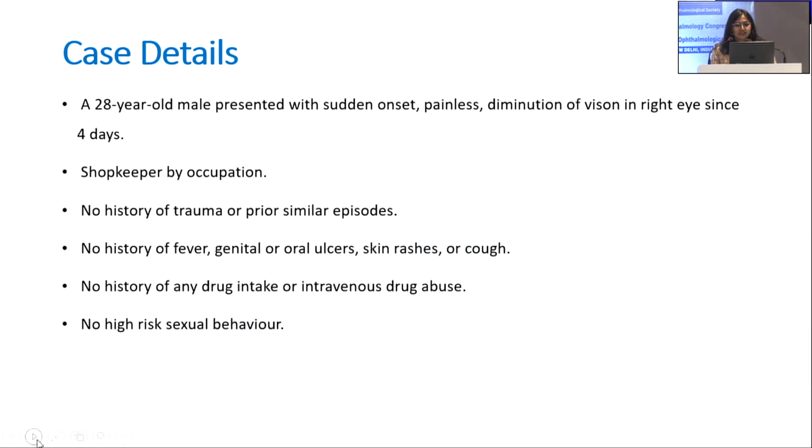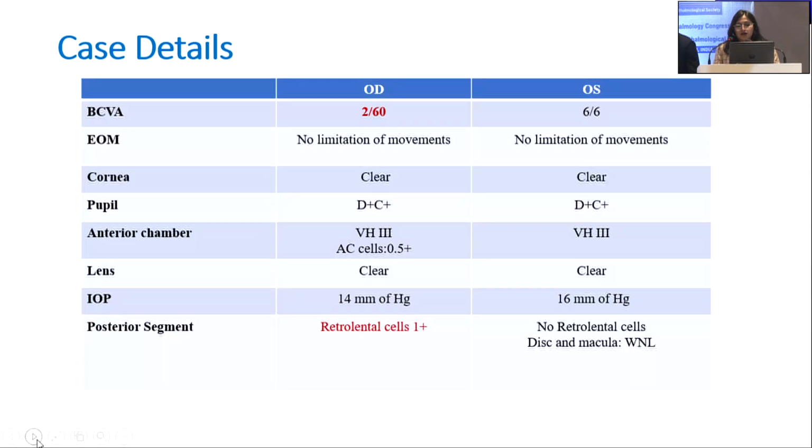Coming to our case, a 28-year-old male presented with sudden onset painless diminution of vision in the right eye since 4 days. He was a shopkeeper by occupation. There wasn't any systemic history, and there wasn't even any history of high-risk sexual behavior. The best corrected visual acuity in the right eye was 2/60 with occasional AC cells and retrolental cells. The left eye was within normal limits.